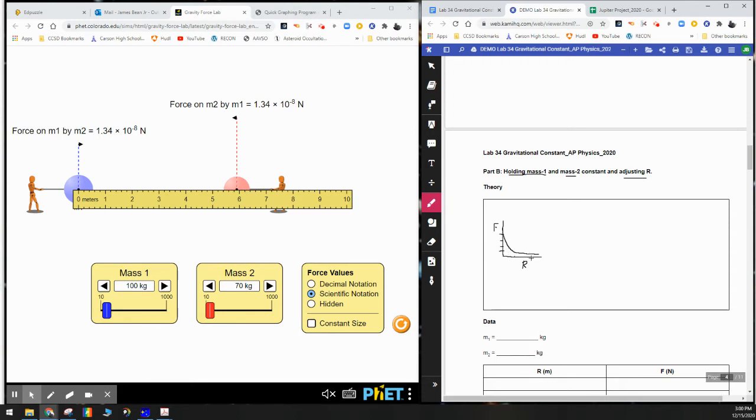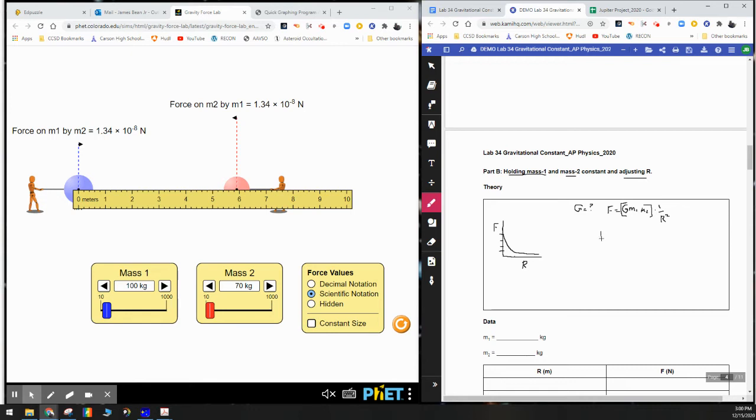This is inverse square. Then we also want to be able to find G. How can we find G from this? Let's take a look at the equation. Here's our big G, and M1 and M2 are going to be held constant, and we multiply by 1 over r squared. That's Newton's universal law of gravitation.